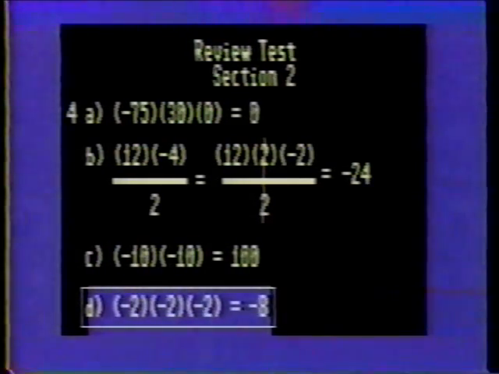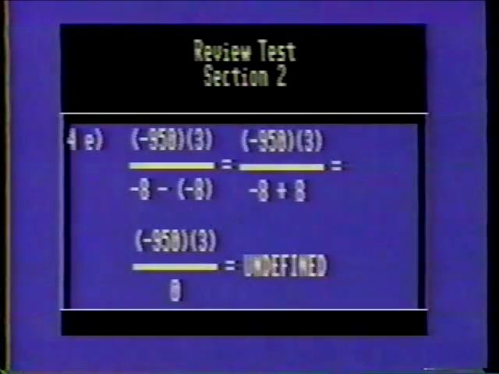Problem 4D contains an uneven number of negative signs. Therefore, the product will be negative. Negative 2 times negative 2 times negative 2 is negative 8.